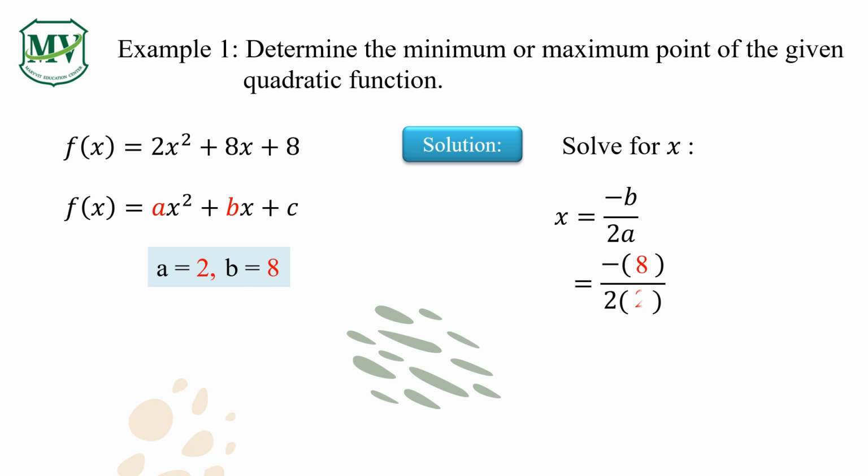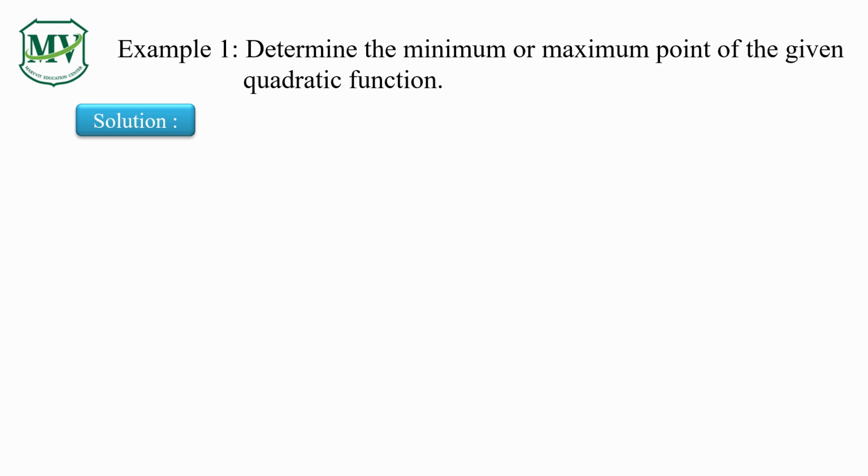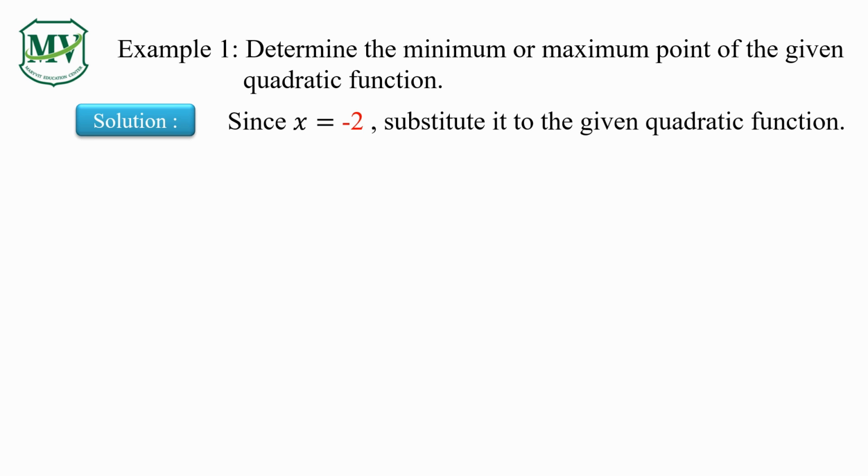8 and 2. Negative times 8 is equal to -8. 2 times 2 is equal to 4. -8 divided by 4 is equal to -2. After finding the value of x, let us now find the value of f of x, or the value of y. Since x is equal to -2, substitute it to the given quadratic function.